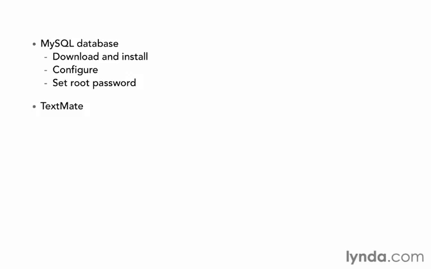And then last of all, we're going to need to have a text editor. And so we're going to download and install TextMate. Now you could use a number of different text editors, and we'll talk about what some of the other options are. But TextMate's the one that I'm going to show you to use. Okay, so let's get started by seeing how we set up the Apache web server.